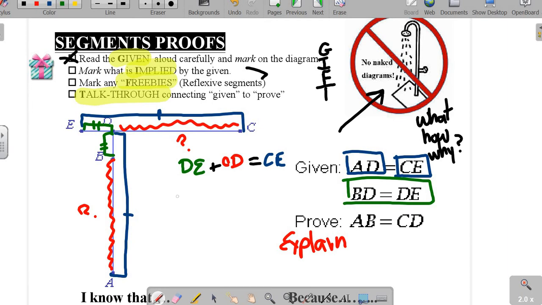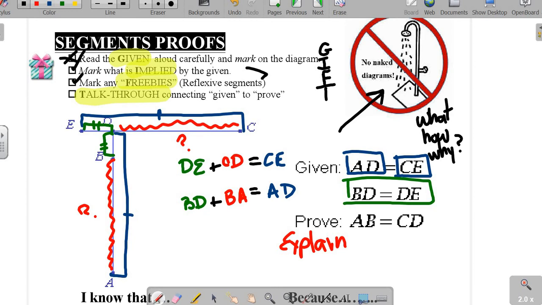We also know that this is true. BD plus BA, or AB, same thing, equals AD. Both of these are true statements. Do I need them? You don't know, but it is a true statement, so you mark it down.